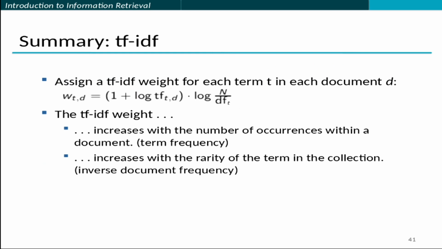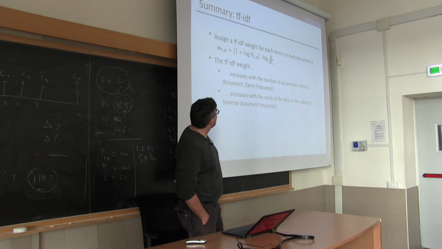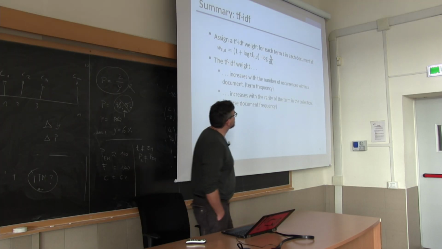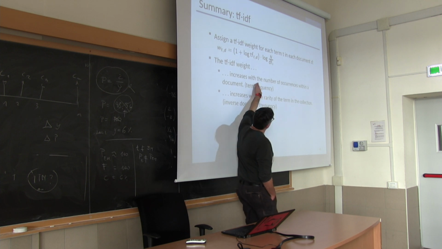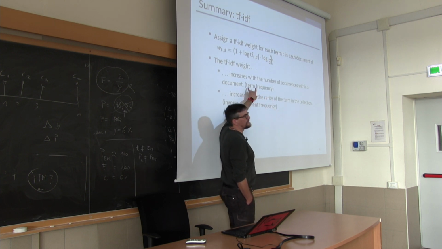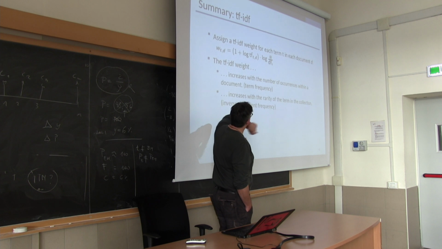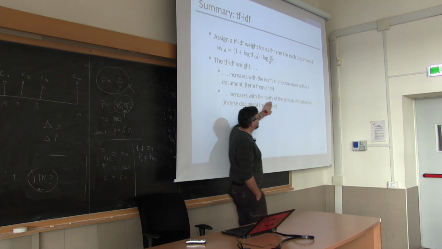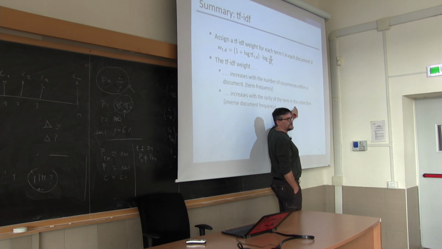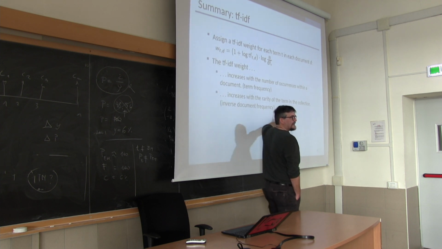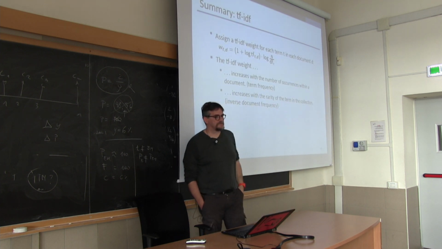Okay, so what we want to do is assign a tf-idf weight for each term in each document d according to this weight. And the idea is that this weight will increase with the number of occurrences, this is the term frequency, but will also increase with the rarity of the term in the collection. And this is the IDF contribution.